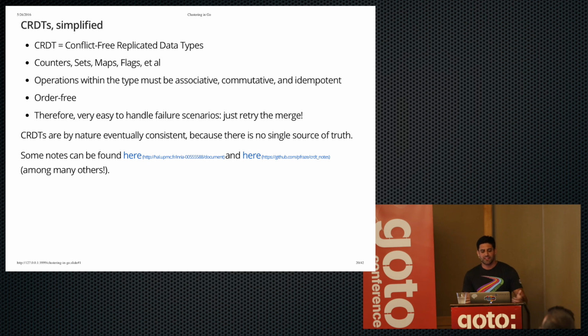These are data types that are typically things like counters, sets, maps, flags, registers. The operations within those types have to be associative, commutative, and idempotent. Those are principles of, I believe it's called, semi-lattice algebra, so you basically get this thing where you can idempotently merge all the time. The side effect is there is no order, or technically it's partially ordered, but the data types here do not actually support a semblance of order.